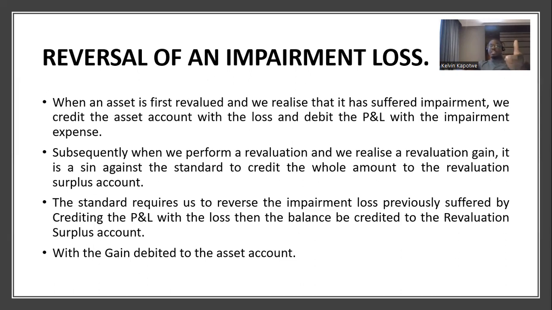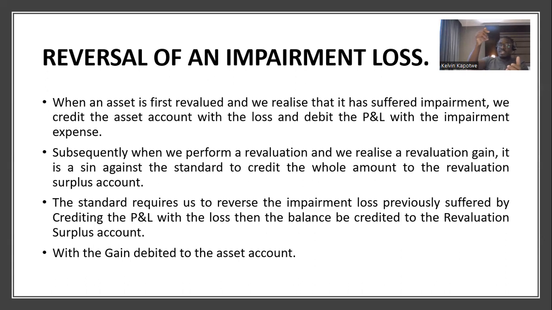We are going to credit the revaluation account with the difference that we get, okay? So we are going to debit the asset account with a difference. For example, if the loss was 5,000 and our revaluation gain was 20,000, what I'm saying is we are going to credit the 5,000 to the P&L, okay? And then debit the 15,000 in the asset account, okay?